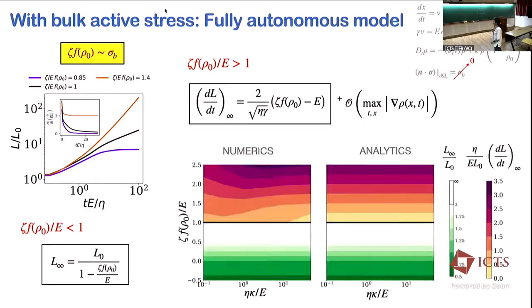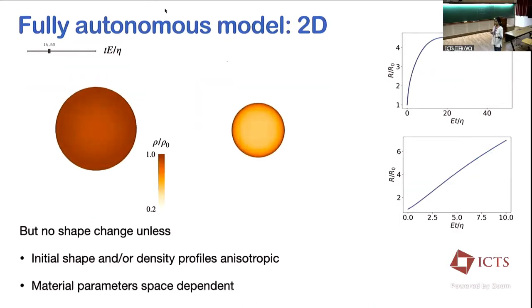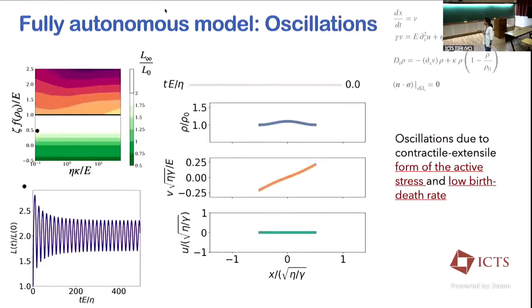So these are growth contours. The red curves are the contours of this growth rate, and the green curves are the contours of this final length. And at large kappa, the numerical contours of the growth rate match the one given by this boxed equation. In 2D as well, the two phases persist, but there is no shape change unless you prescribe some heterogeneity in the initial condition or material parameters.